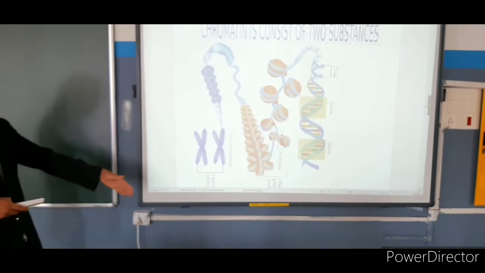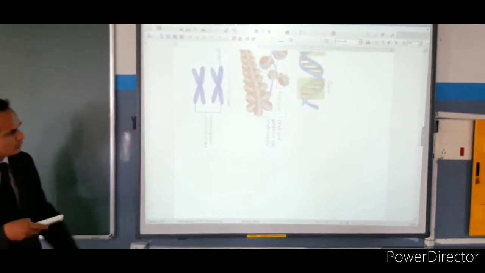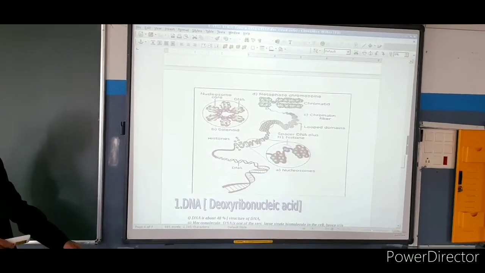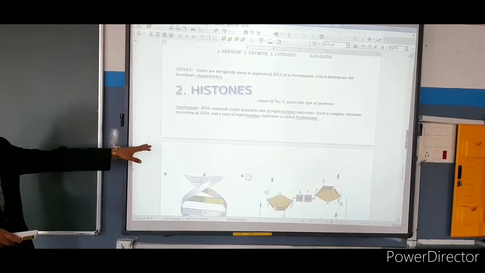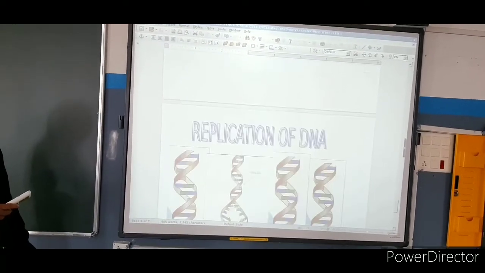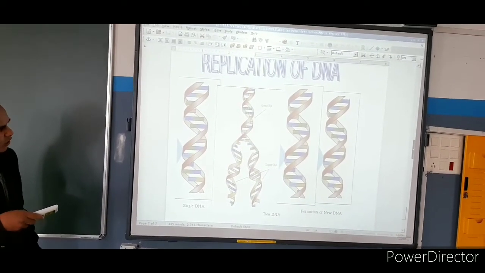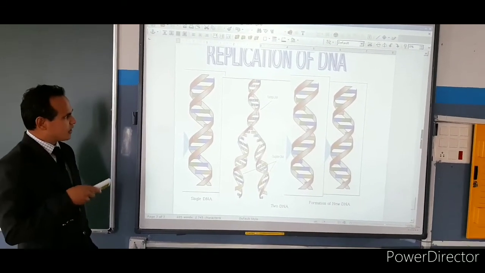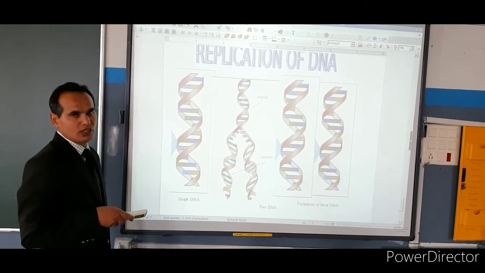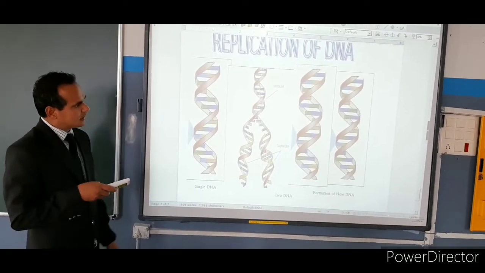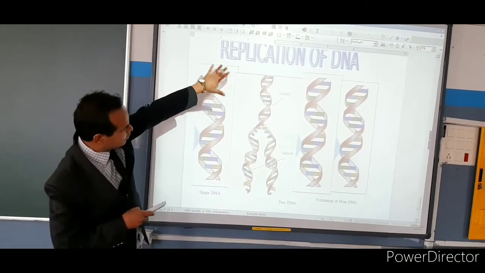And how this DNA molecule replicates: the separation of two strands of DNA occurs, and then from one single DNA molecule, two DNA molecules are formed. And then the last topic we can see here, go back.